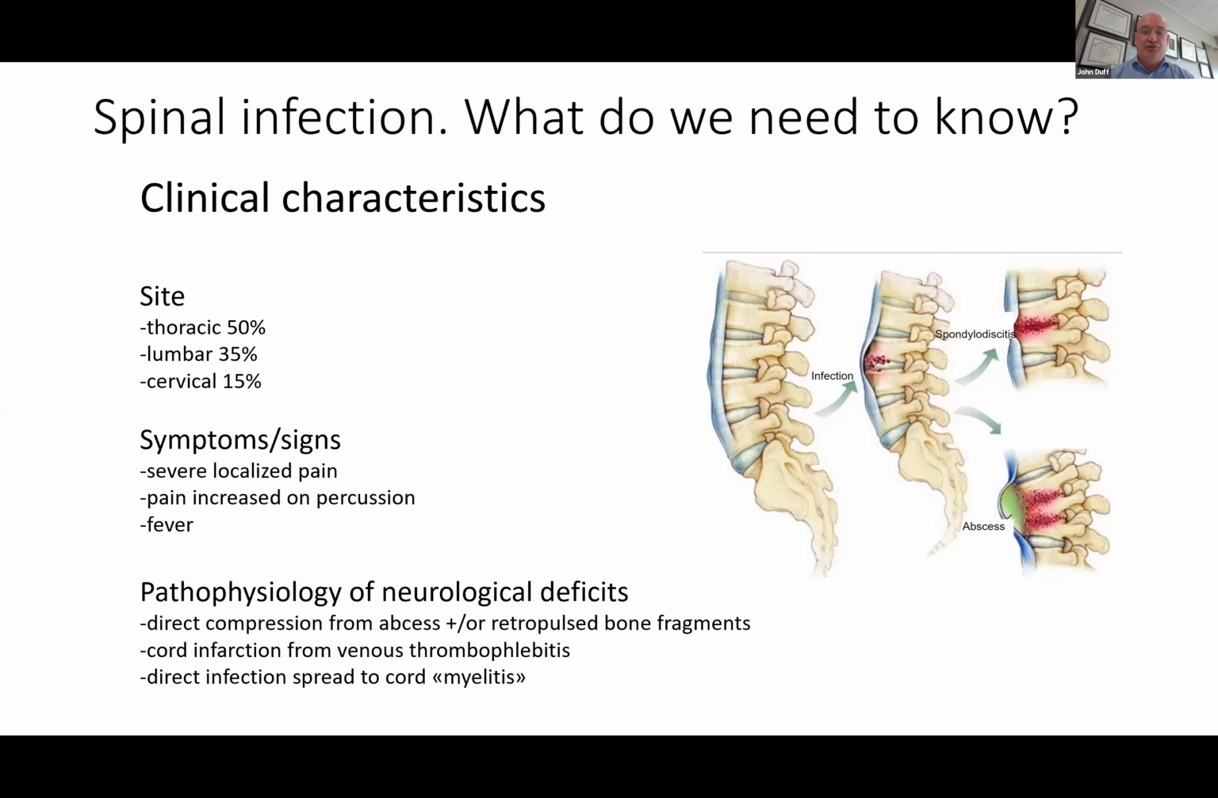Now, this can cause neurologic deficits, and there are a couple of mechanisms for how this may happen. Direct compression, either from an abscess mass in the spinal canal or from retropulsed bone fragments from bone destruction, or a combination of these. You can also have cord infarction from venous thrombophlebitis and venous infarction. And then you can have direct spread, rarely, but in advanced cases, that goes through the meninges and you get a myelitis, a direct infection of the spinal cord itself. So all of these mechanisms can occur.